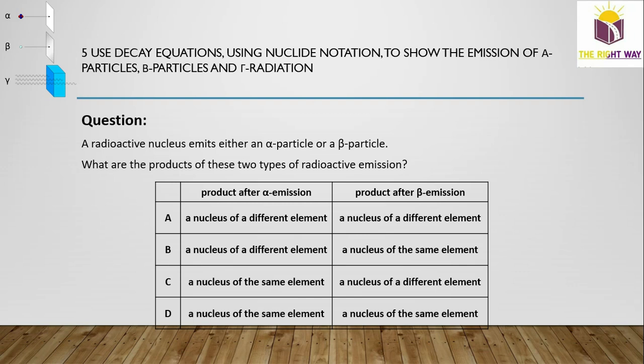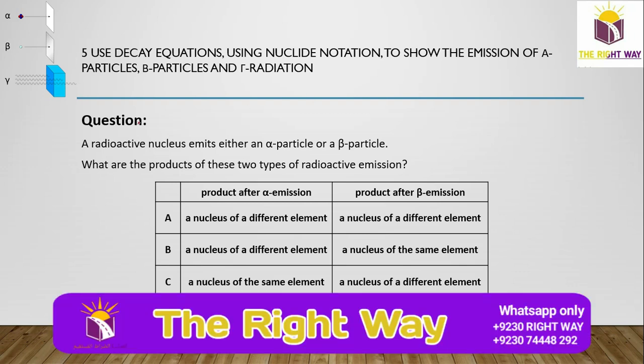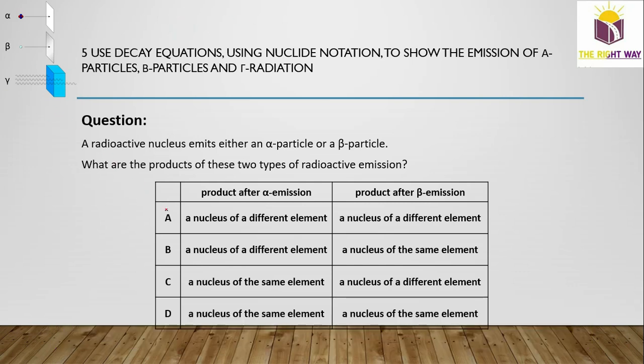Okay, question. A radioactive nucleus emits either an alpha particle or beta particle. What are the products of these two types of radioactive emission? Product after alpha emission, a nucleus of a different element. Product after beta emission, a nucleus of a different element. Okay, so we can see from the equation, the first option is the right option, because in both alpha and beta, the nucleus of a different element is formed, because in both cases atomic number changes.